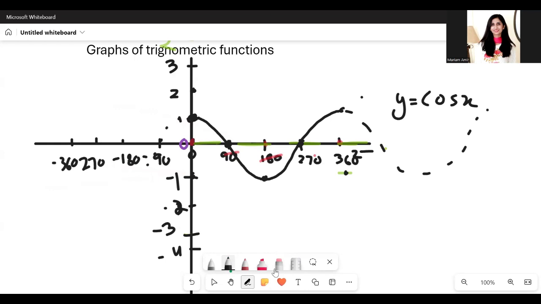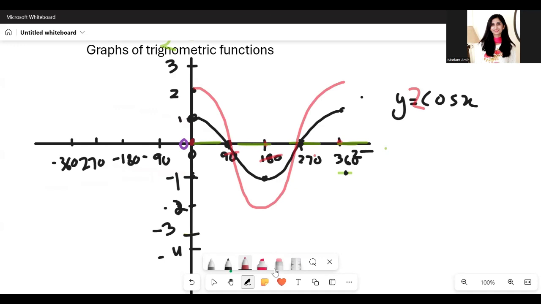Now let's discuss the graph of 2 cos x. Cos x is between 1 and minus 1. The highest value we can see is 1. The lowest value we can see is minus 1. So 2 cos x would look similar, but it goes from 2 to minus 2.